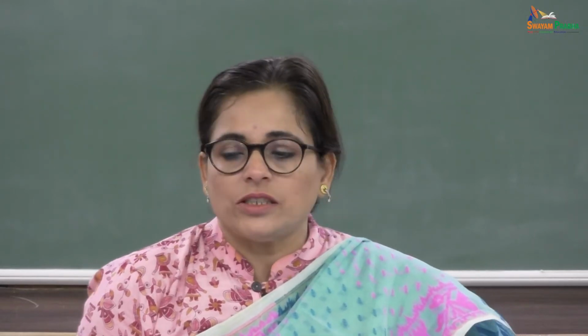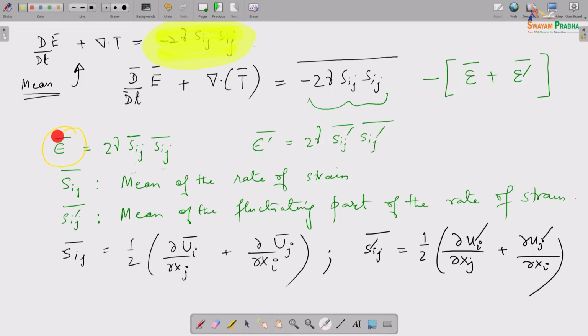Now when I take a mean of that and I can write it in this fashion, what I'm trying to say here is that this part is the contribution to that viscous dissipation by the mean flow, and this is the contribution to the viscous dissipation by the fluctuating part of the flow. Make sense?